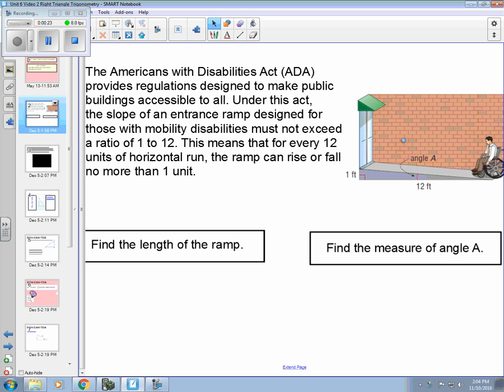Under this act, the slope of an entrance ramp designed for those with mobility disabilities must not exceed a ratio of 1 to 12. That means for every 12 units of horizontal run, the ramp can rise or fall no more than 1 unit. So they want us to find in this picture what would be the length of the ramp then. Well, we should be able to do this from what we learned on the last notes.